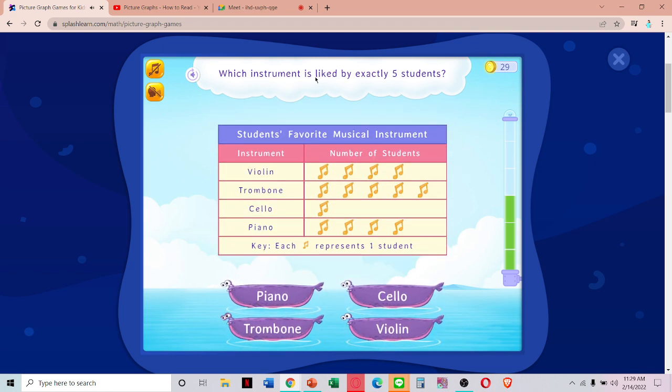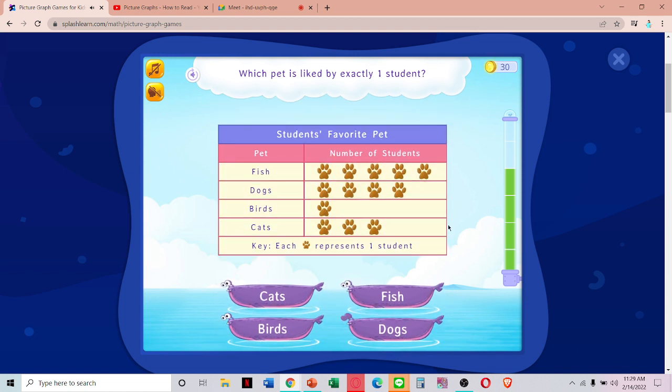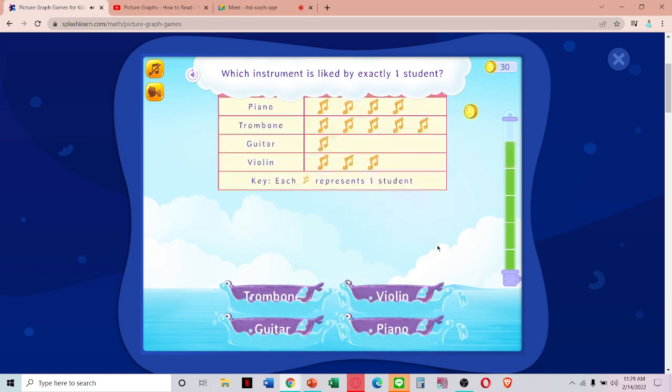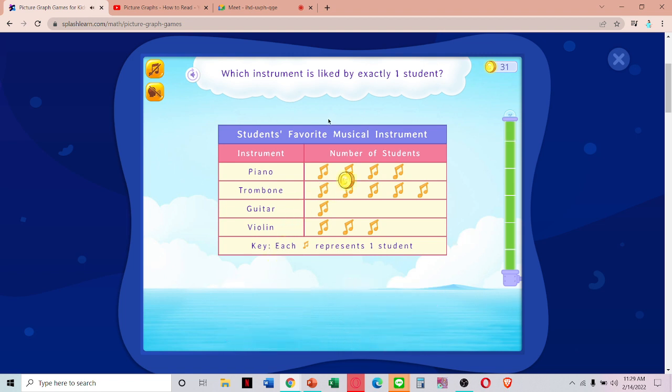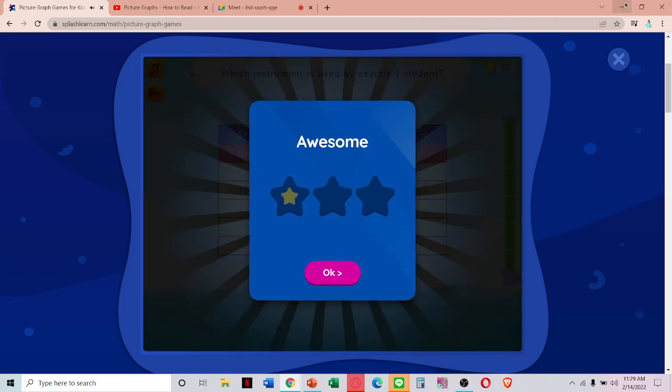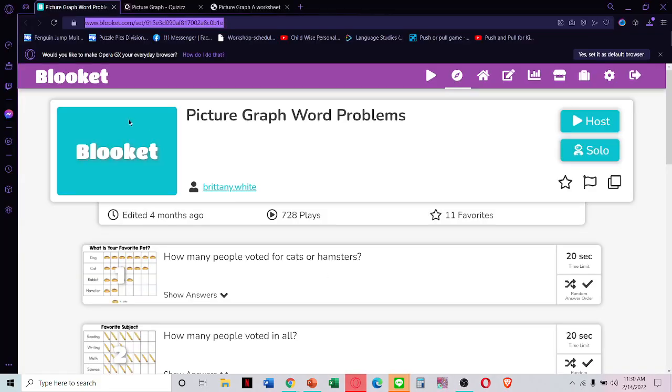Which instrument is liked by 5 students? Trombone. Which pet is liked by 1 student? Bird. Last one. Which instrument is liked by 1 student? Guitar. Yes, easy.